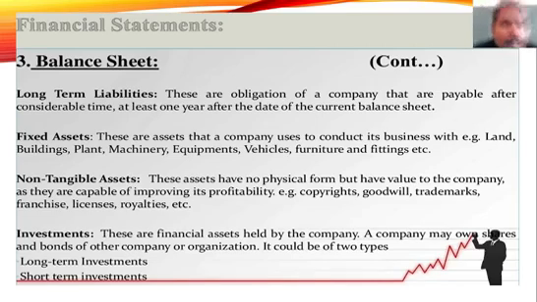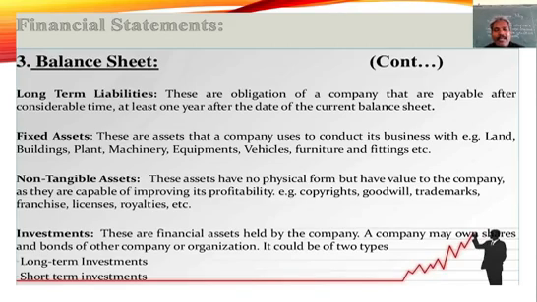Okay. So non-tangible assets. These assets have no physical form but have value to the company as they are capable of improving its profitability. For example, copyrights, goodwill, trademarks, franchises, licenses, royalties, etc. So we are not able to see or touch or feel these kinds of assets, but we can easily measure them, as well as purchase them.